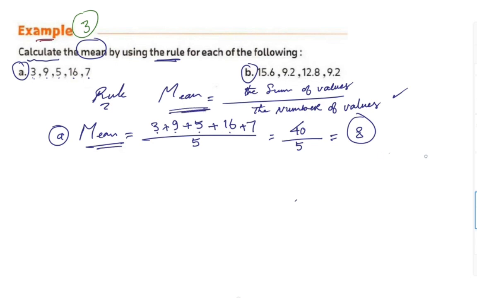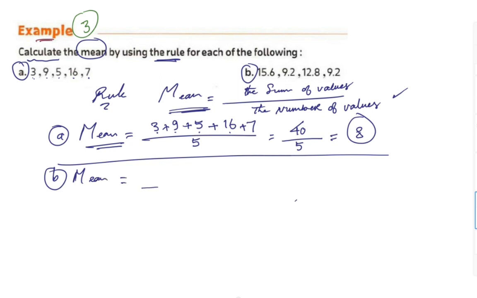Finished. Okay. Question B. We have these values 1, 2, 3, 4. We have 4 values. That's the number of them. To find the mean, I need to add all of them.